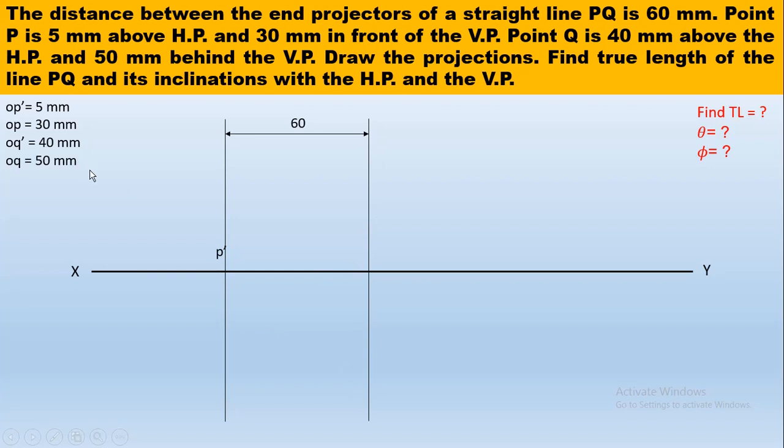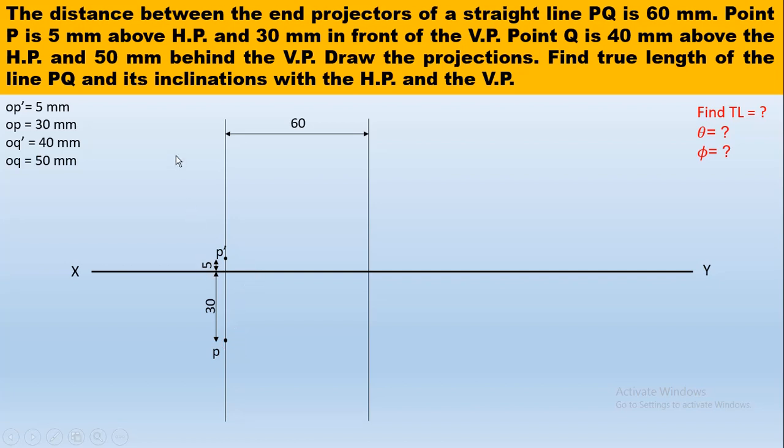Now first of all locate the point P. Point P is 5 mm above HP. So for a front view, this XY line is my HP. So 5 mm above HP, this is point P dash, and 30 mm in front of VP, this is point P. Now position of P is located.